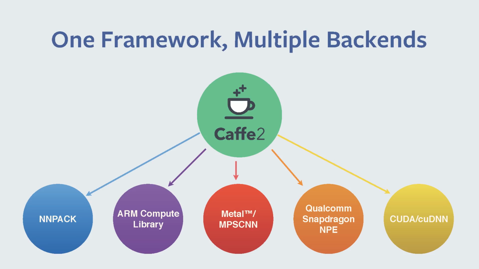Similar to other frameworks, Caffe2 has multiple backends, so that when you design your neural network algorithms, you only need to focus on the model side instead of worrying about how they will be deployed on different backends. So just a brief introduction about all those backends. On the mobile CPU side, we have NNPACK, and on mobile GPU, we have the ARM Compute Library, we have Metal for iOS GPUs, Metal MPSCNN, for Qualcomm chipsets we have the Qualcomm Snapdragon NPE, and for NVIDIA, we have CUDA.